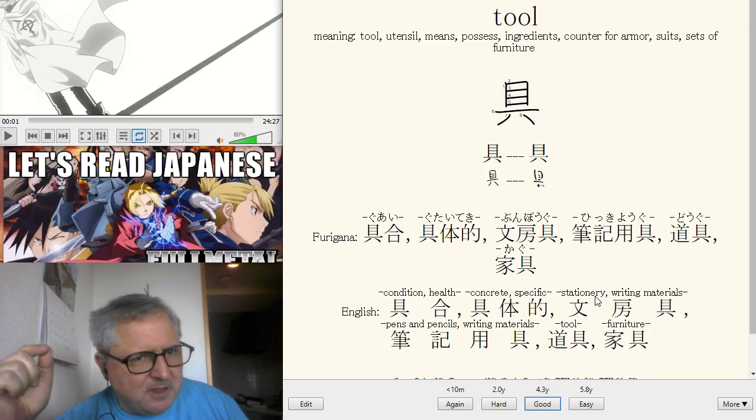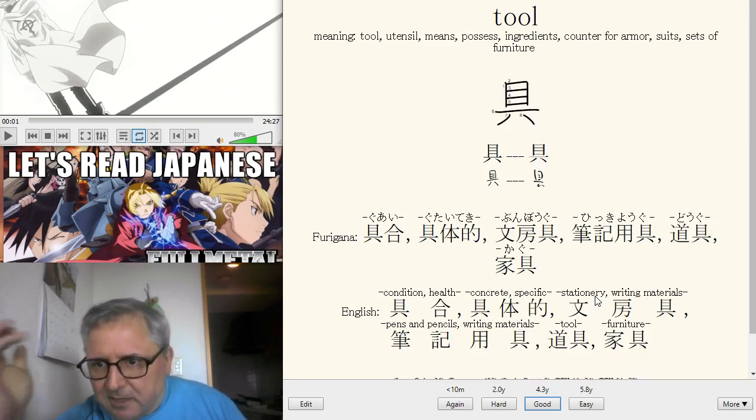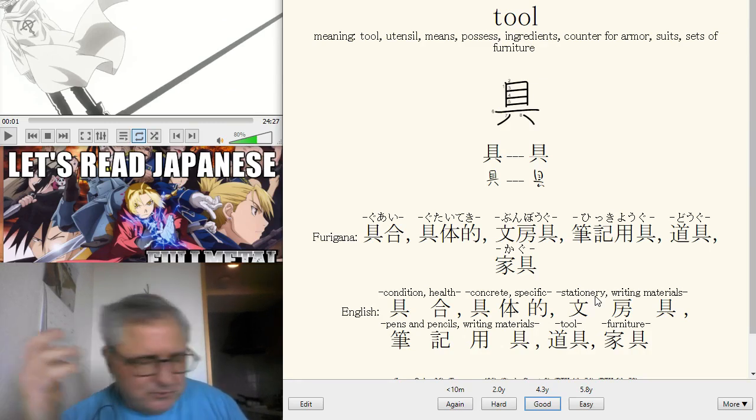Am I drawing a blank? Is that calligraphy? Stationery, okay, stationery writing. Bumbōgu. Feels like writing stuff. Pens and pencils. Bumbōgu. Okay, good. Dōgu. That's the equipment, right? Yeah, tools, equipment. Kagu. Household furniture, yeah.